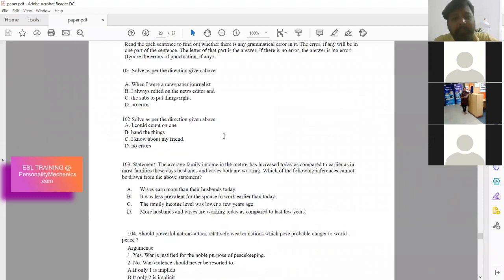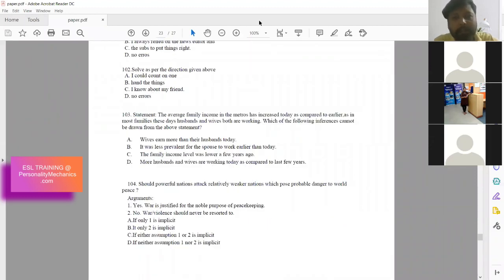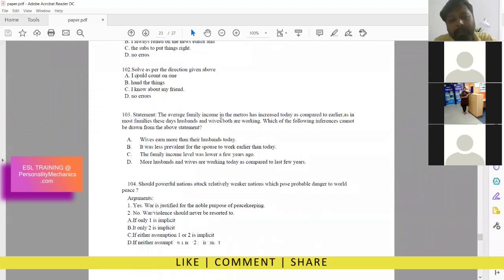Next are statements and assumptions. You've been given a statement here. The statement says the average family income in the metros has increased today as compared to earlier, as in most families these days, husbands and wives both are working. Which of the following inferences cannot be drawn from the above statement? Know this for sure, it's saying cannot be drawn. Inference means understanding. Which of these is not a correct understanding?